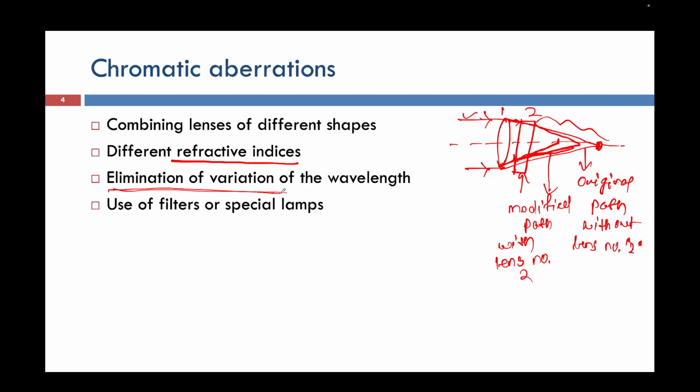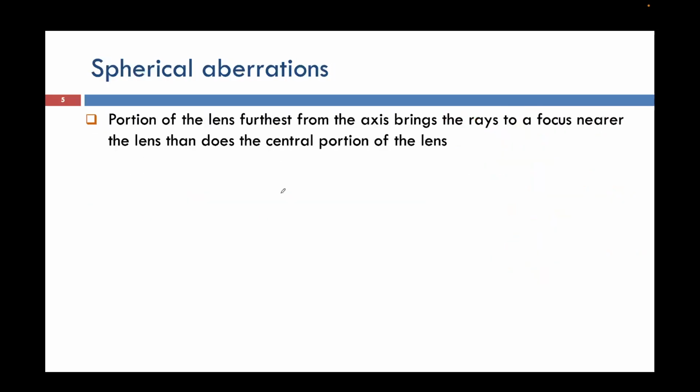And with the use of a filter or special lamp, if we can put filters, then also we will be converting this white light, which is a polychromatic light, into a monochromatic light. Right? So this is all about the chromatic aberrations.